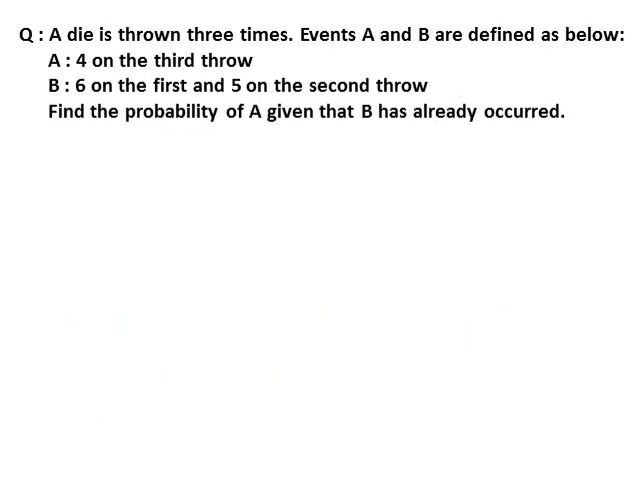Next question. A die is thrown 3 times. Events A and B are defined as: A is the event that 4 appears on the third throw of the die, and B is the event that 6 appears on the first and 5 appears on the second throw of the die. Find the probability of A given that B has already occurred.